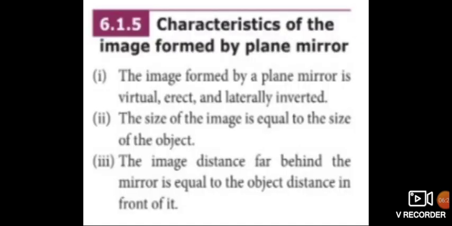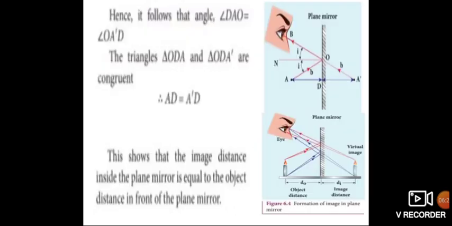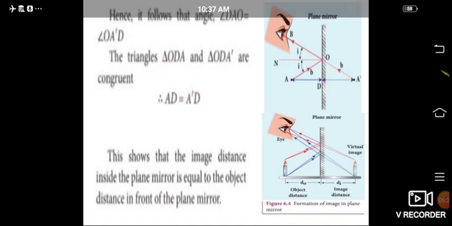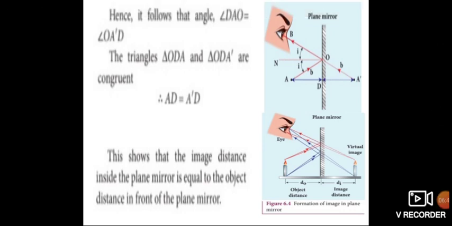Next, characteristics of the image formed by the plane mirror. Like this only the image is formed in the plane mirror. At whatever distance the object is placed in front of the plane mirror, at the same distance inside the plane mirror the image is formed. That is also shown.